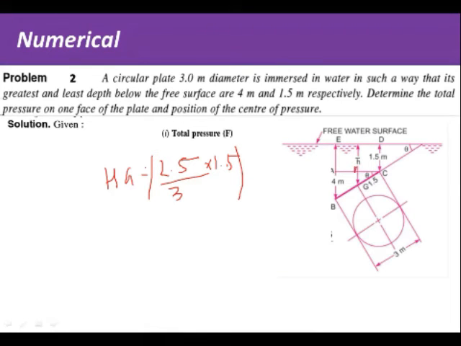Okay, so once Hg is known to us, we can find out H bar. So H bar is, this distance is 1.5. It is 1.5 plus Hg. Okay, so you will get the value of H bar. Very good Vaibhav, very good Saurabh, very good Pawan. Okay, so Hg पता होने के बाद आप H bar निकाल सकते हो. So H bar will come out to be 1.5 plus 1.25.